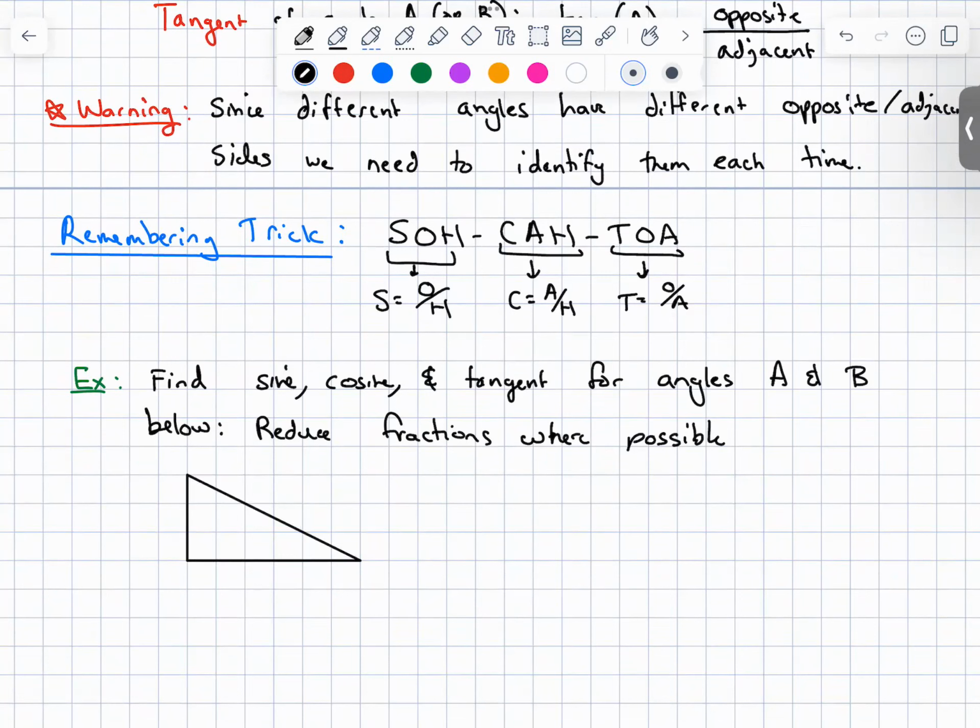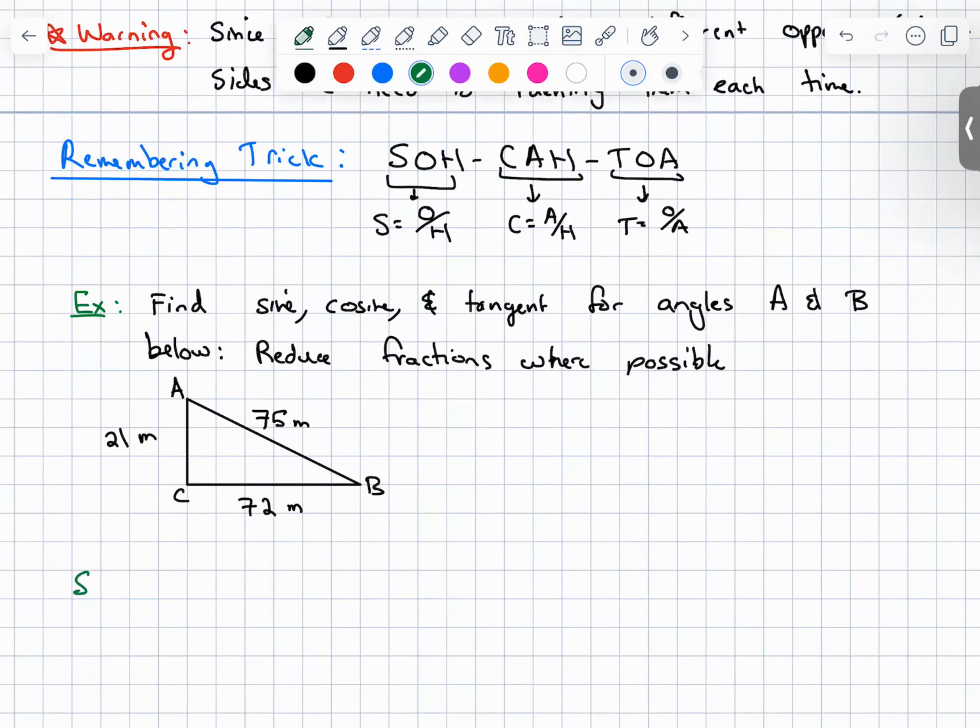A is up top left, B is bottom right, C is always the hypotenuse, because C is always going to be the hypotenuse in the Pythagorean theorem. The vertical line, from A to C, is going to be 21 meters. The hypotenuse, the diagonal, is going to be 75 meters. And the base is going to be 72 meters. And so, it is the right triangle.